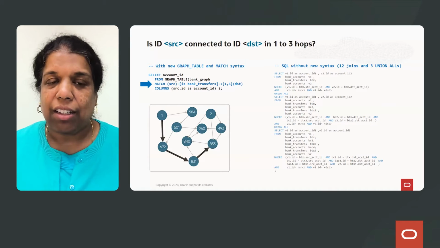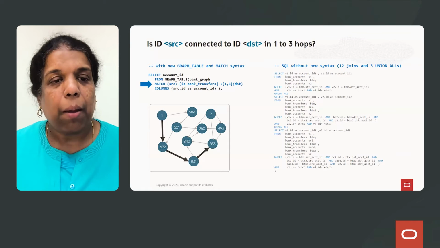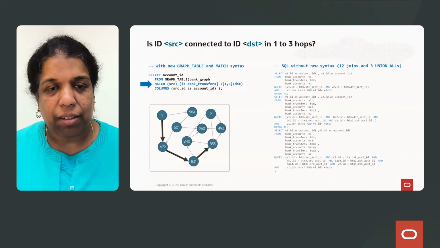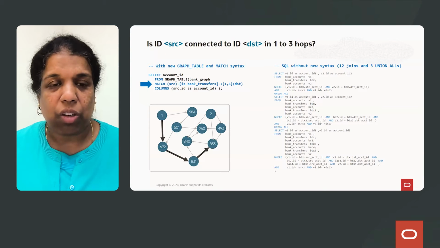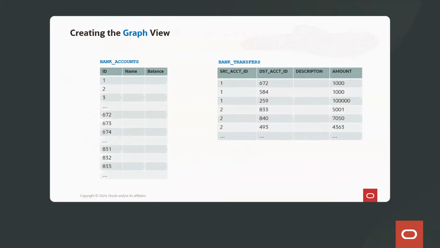You can see here that the new SQL syntax that I'm pointing to with this arrow makes it really easy to write such queries, which identify how your data is connected, whether there are paths between data entities, and so on. So I mentioned that to use this new syntax, you would need to have a graph representation of your data. And for that, we create the graph view.